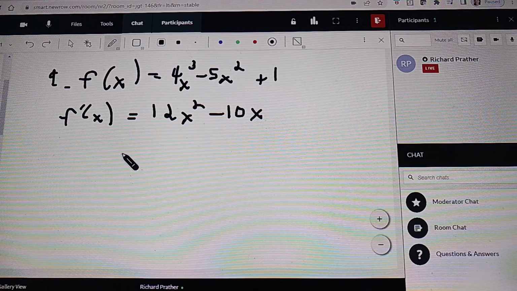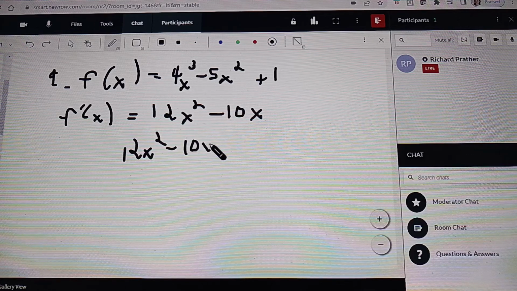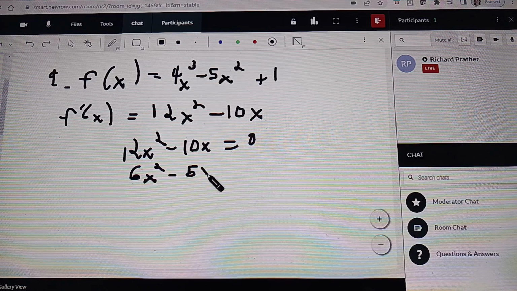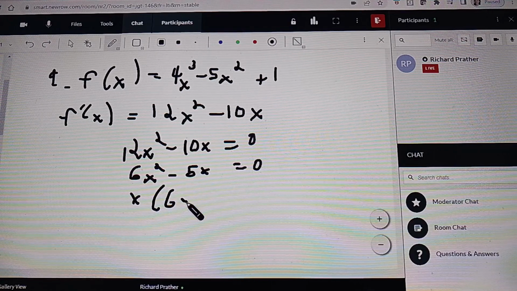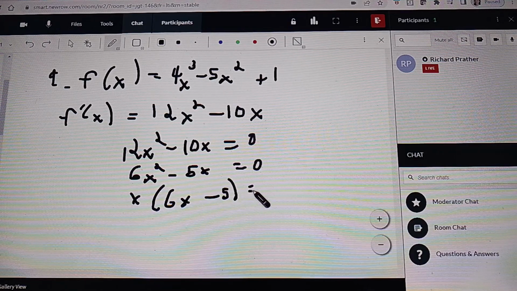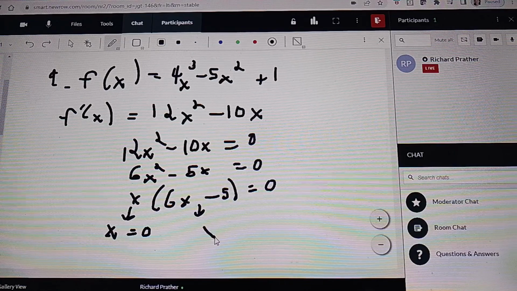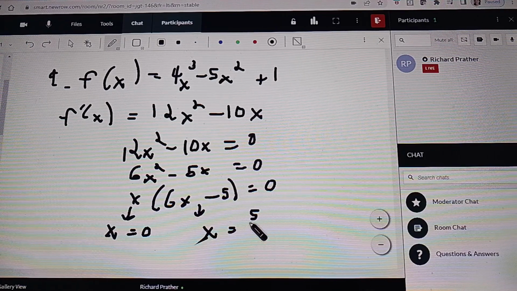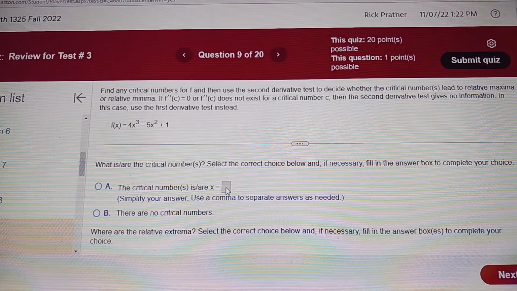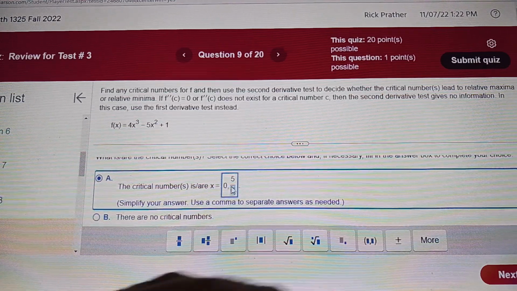So that's never undefined, but I could set it equal to 0 and find two zeros. In fact, I can divide by 2 and make 6x squared minus 5x. Take out an x GCF, and there would be a 6x minus 5 left over. So x equals 0 is one critical number. And then here you're going to have to add 5 and divide by 6. It's 5 over 6. Two critical numbers: 0 and 5 over 6.